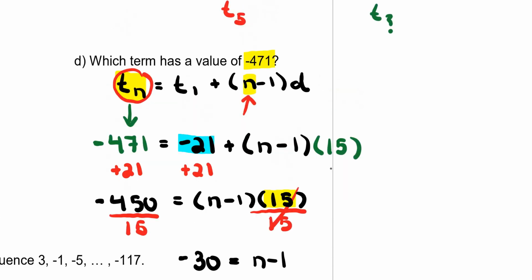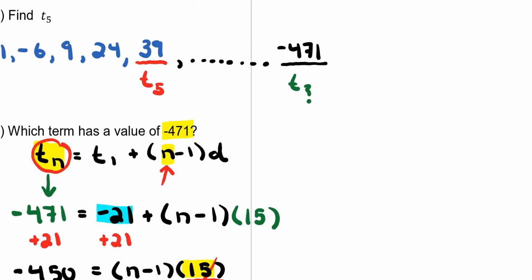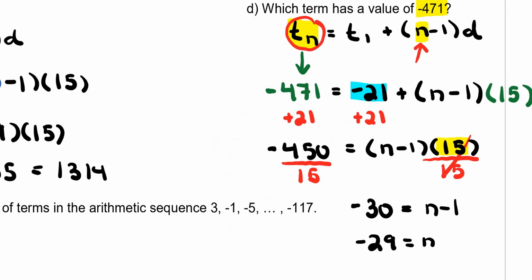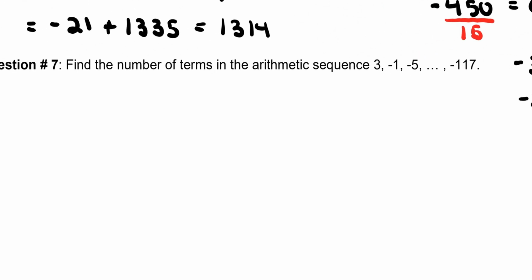Okay, so if I just go back to this part right here, what we're saying is that the 29th term right here has a value of negative 471. All right, so these are some good questions right there. So it's a good mix of arithmetic sequence problems.